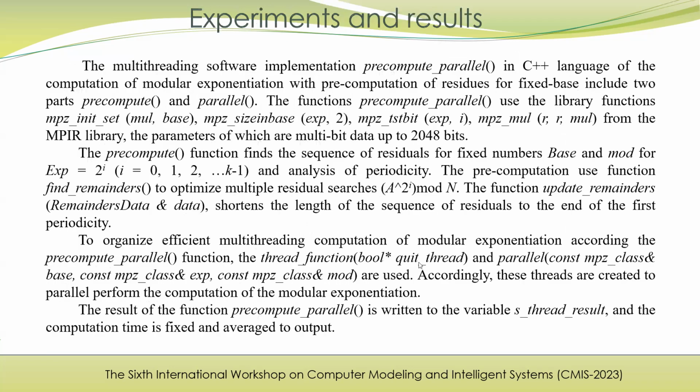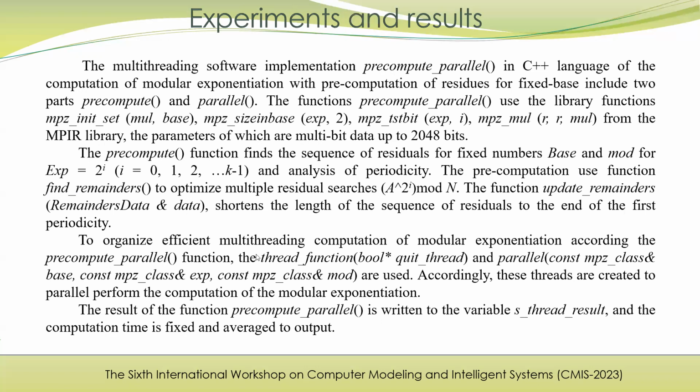The multithreading software implementation in the C++ language with pre-computation of residues for fixed base includes two parts, precompute and parallel parts. The precompute function finds the sequence of residuals for fixed numbers, base, and modulus, and analyzes periodicity. The precomputation uses the function find remainders to optimize multiple residuals, and the function update remainders shortens the length of the sequence of residuals to the end of the first periodicity.